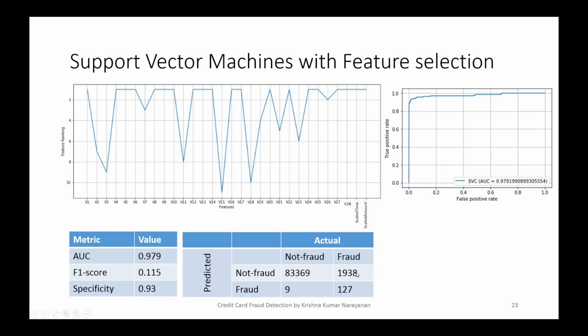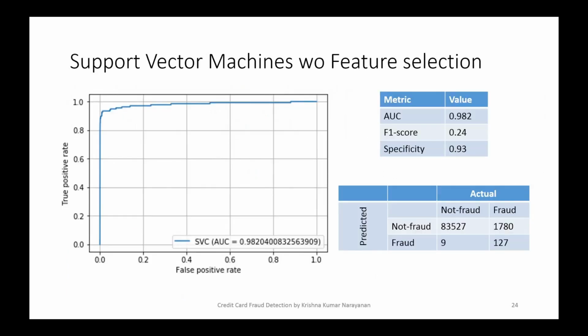The sensitivity rate is quite high, but the specificity is 0.93, where we make only 9 mistakes out of 136. But when we do it without the feature selection, the results are marginally better, but quite similar, in that we have an improvement in F1 score to 0.24. We make fewer sensitivity errors, but the specificity rate remains the same.